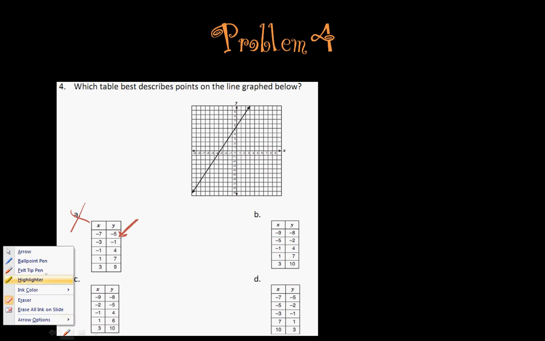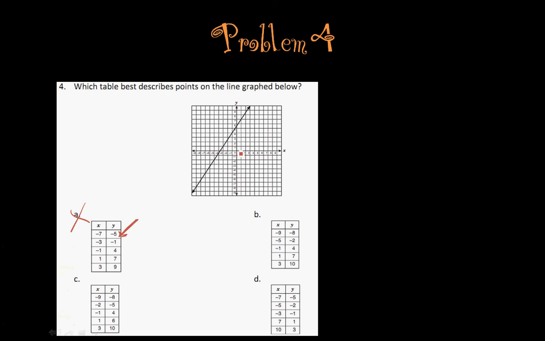So if we try what I know is the right answer, which is B, we're going to go to -9 and down to -8, so that point works. -5 down to -2, that point works. -1 up 4, that point works. Over 1 up 7, that point works. And over 3 up 10, and that point works. If you were to try the other ones, you would eventually get to a point that doesn't work.